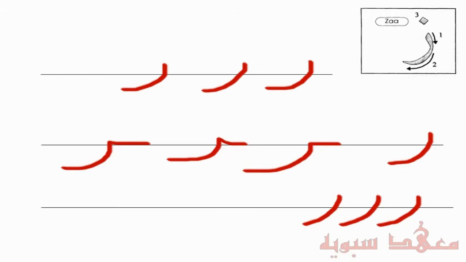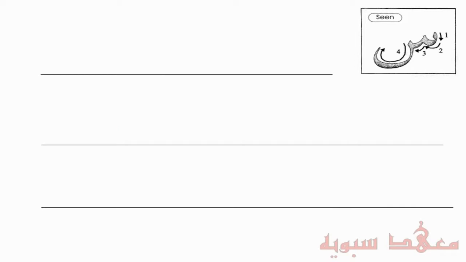Next letter is the zay. Zay is the same, except for the dot on top. Okay, next letter, the sin. So the sin is written as follows in the isolated form. Once again.